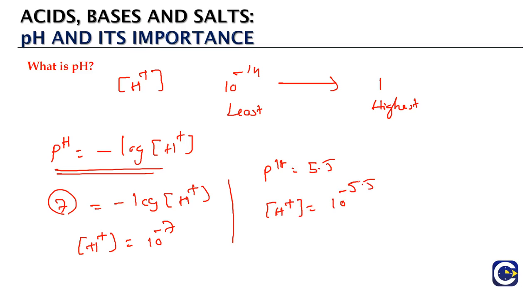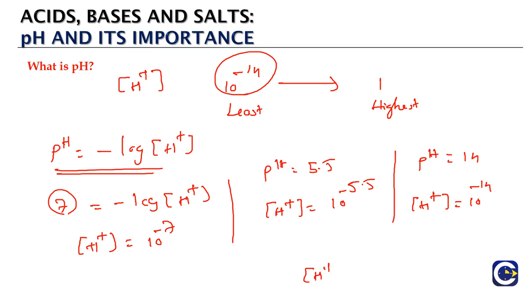So this is how we are going to be looking at the values of the pH and concentration of the H plus ion. If the H plus ion concentration is given as 10 power minus 14, then the corresponding pH value should be 14. If H plus ion concentration is given as 1, then the corresponding pH value will be 0.